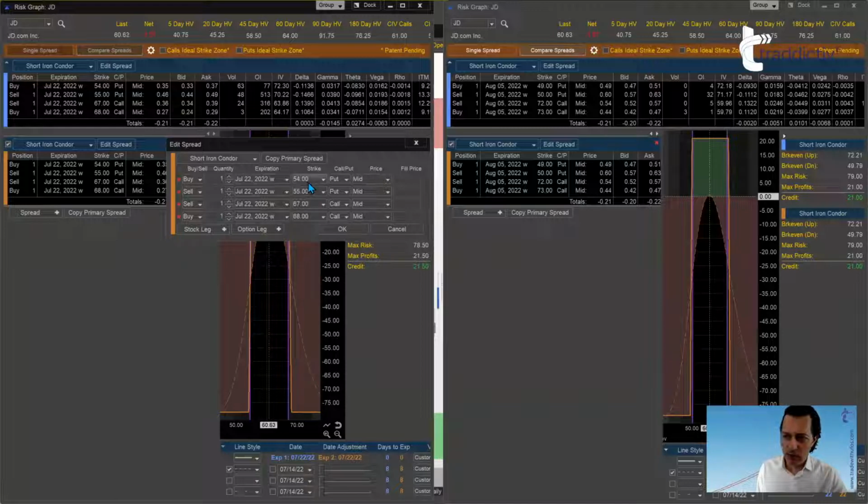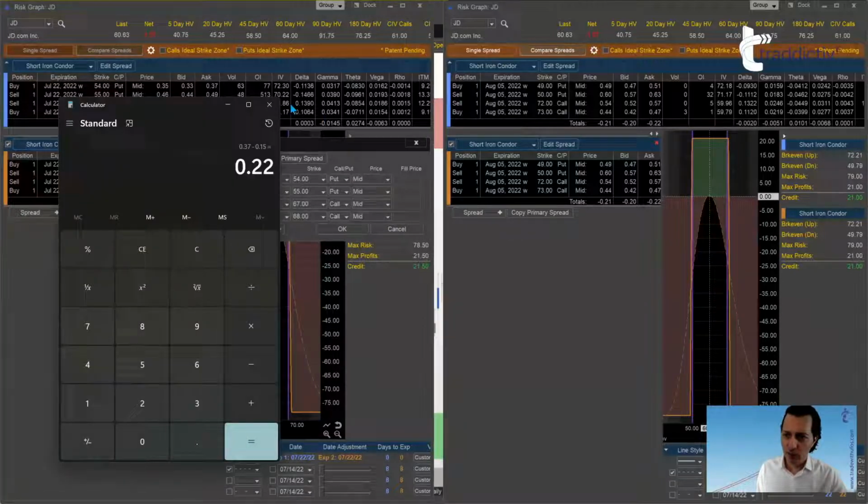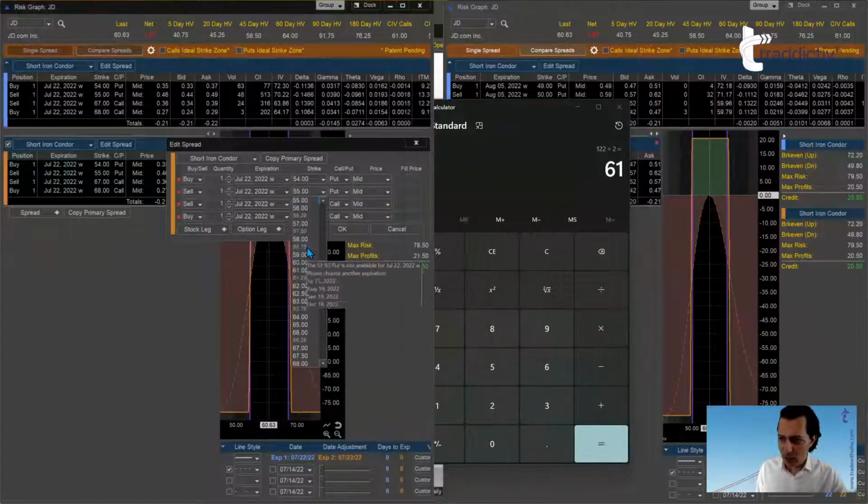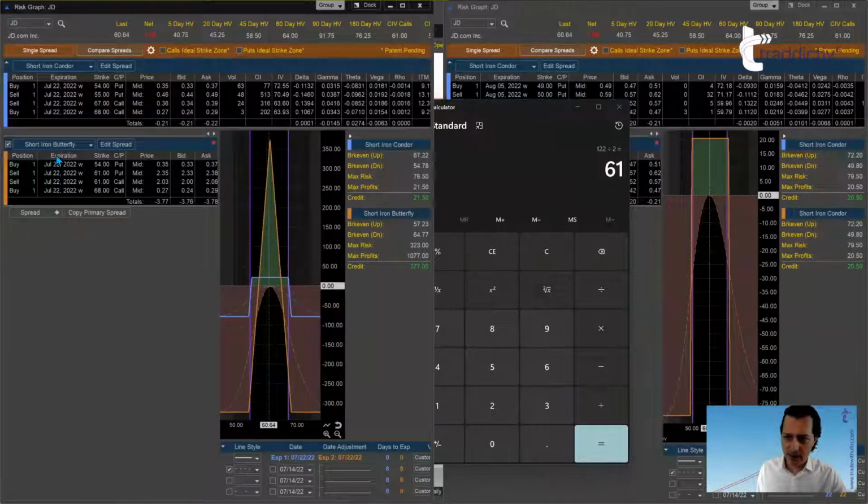Look, we are looking at the put located at 54, and the call located at 68. So if we look at the midpoint between 68 and 54, the midpoint is 61. So if I was to sell two of the 61s, that now becomes an iron butterfly. You can see here it says iron butterfly. And the question is, what are my new break-even points? It shows us 57 and 64.